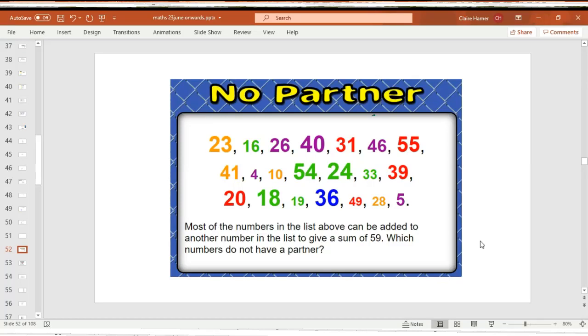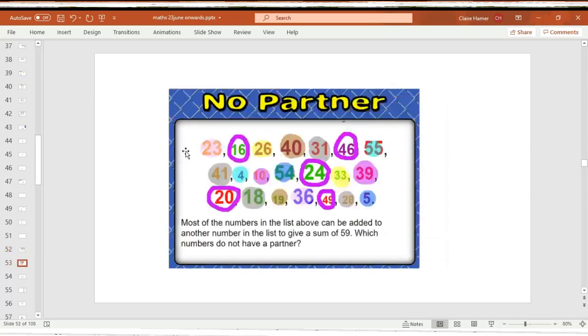I completed this earlier, so I was systematic. I circled them in pairs and then I worked out which ones didn't have a partner. Pause the video, have a go. Okay, I'm now going to reveal the answer so you can mark your own work. Hopefully you've written yours down because obviously you couldn't draw on the screen because it's a video.